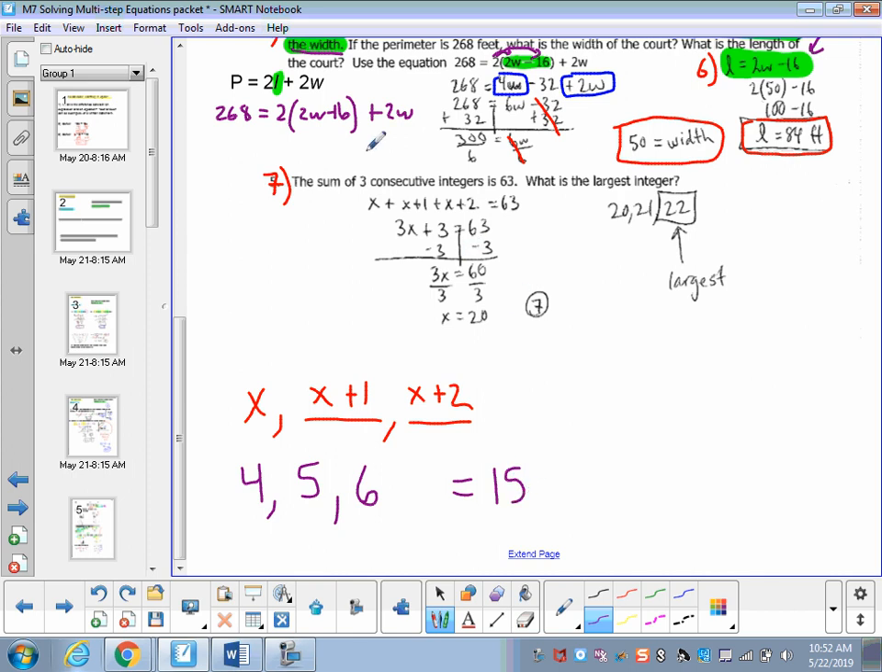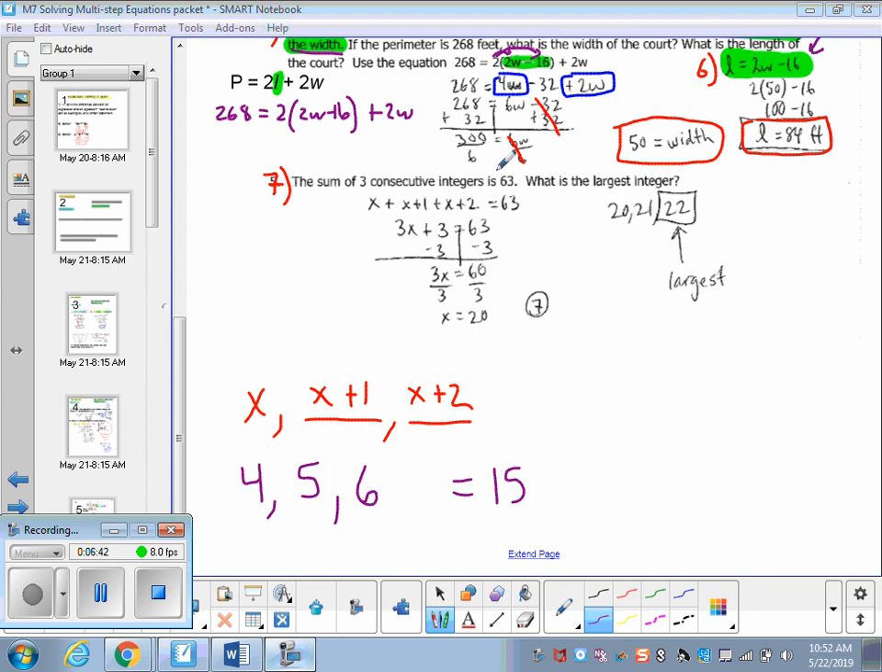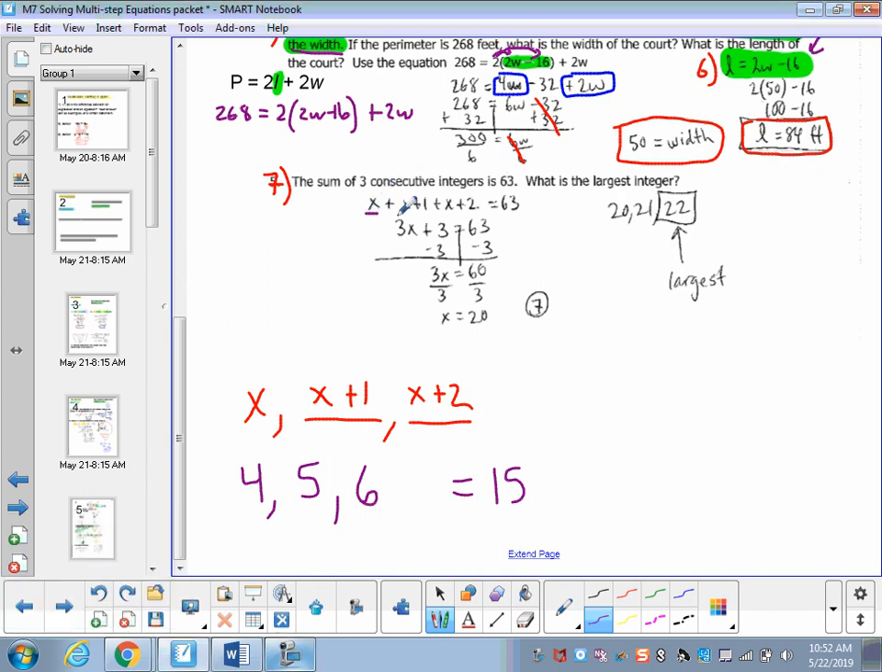So for our problem, we're told that the sum of 3 consecutive integers is 63. So here's my first number, plus the number right after it, plus the number after that. And we now can combine like terms to see 1, 2, 3 x's, and then my constants, 1 plus 2 is a 3. Now when we drop our line and solve, we're going to get that x would be 20. That means the first number in our list here would be 20.